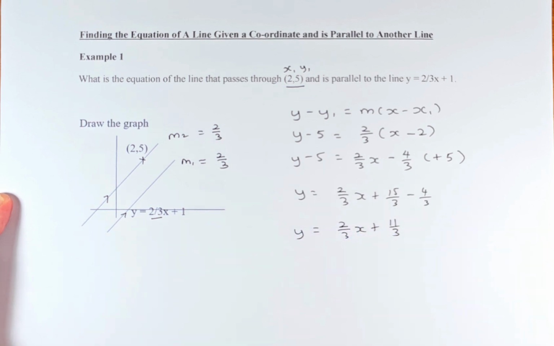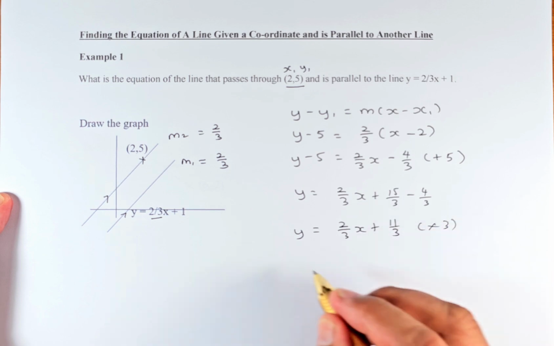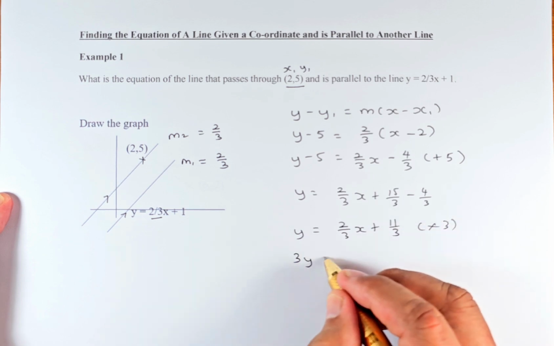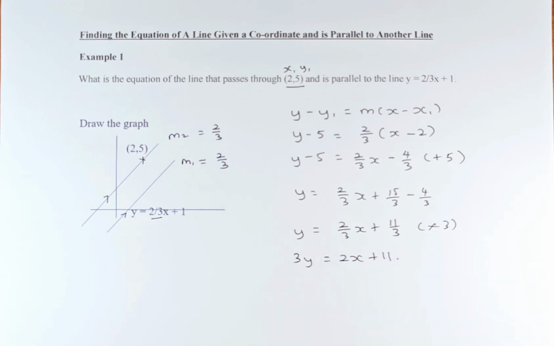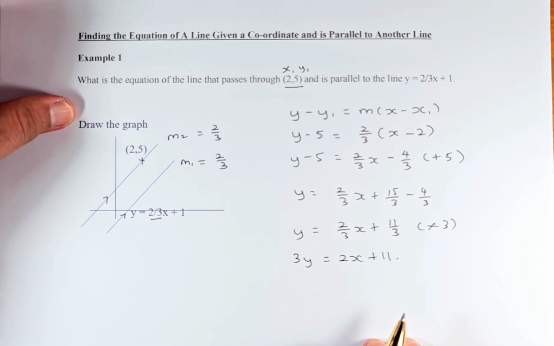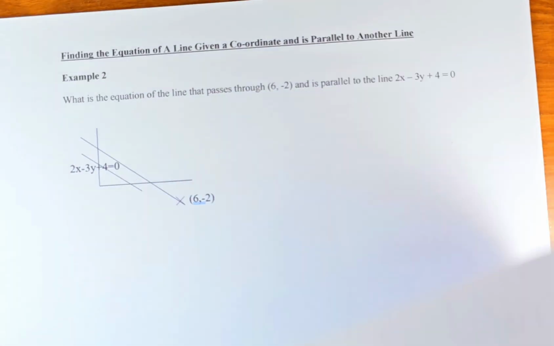So that's the equation of the line. But if you want to make it neater, you can multiply 3 throughout the equation. So the equation becomes 3y equals 2x plus 11. And that will give you a chief or merit in this paper. Great. We do another example. And before long, we should be able to solve this type of equation.